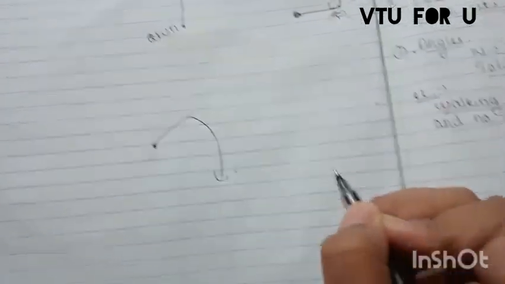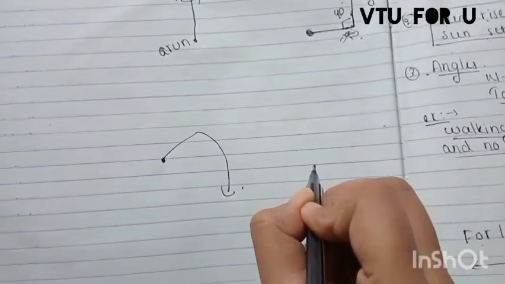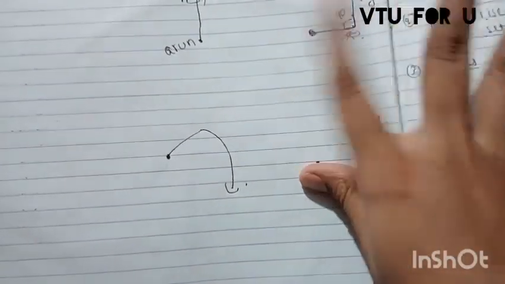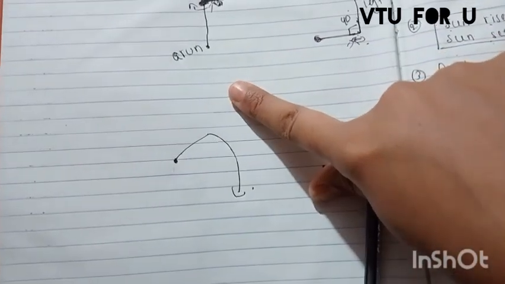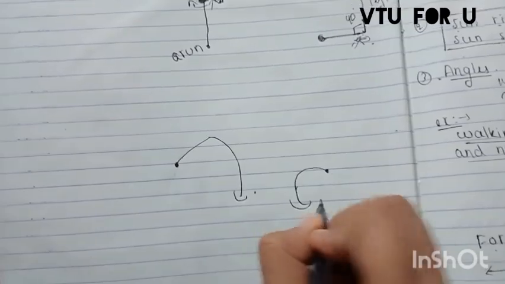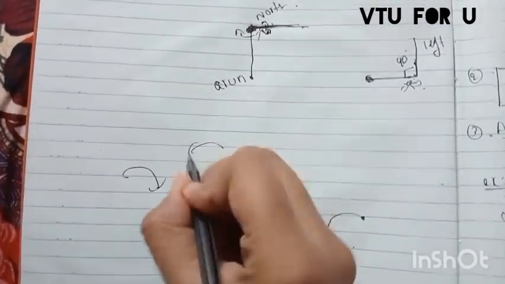This is clockwise. Then to understand anti-clockwise, just take this point and move this way. If you move this way, this will be anti-clockwise. If you move this way, clockwise. This is anti-clockwise, this is clockwise and this is anti-clockwise.